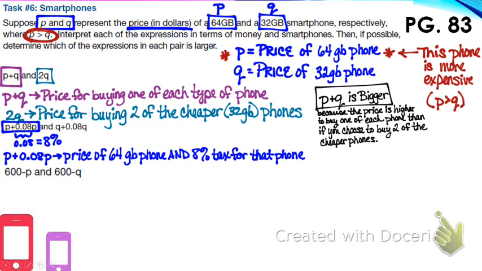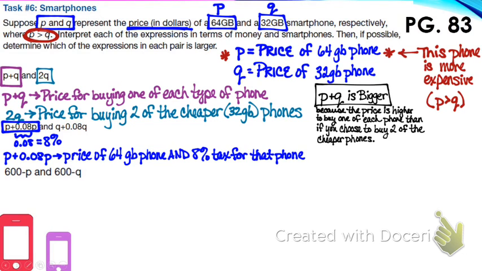So what does the other expression mean then? 8% tax for buying 32 gigabyte. Yes. So this is the price of a 32 gigabyte phone and 8% tax on that phone, right? Guys, I am going to give you expressions in a situation and ask you to tell me what each part means. So it's really important that we're participating along with this.